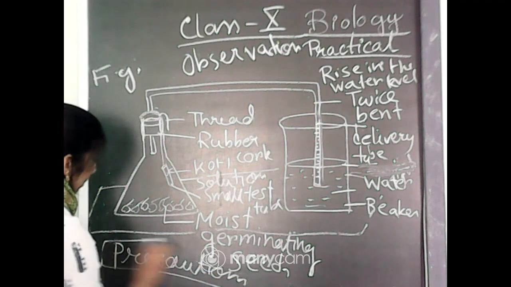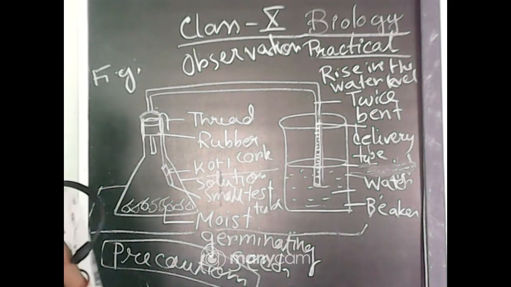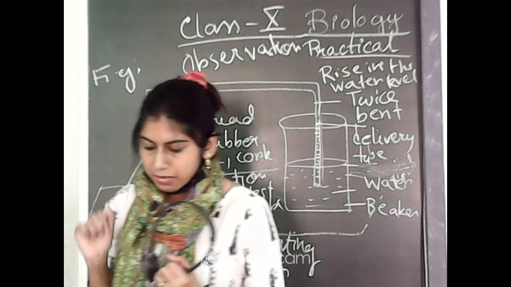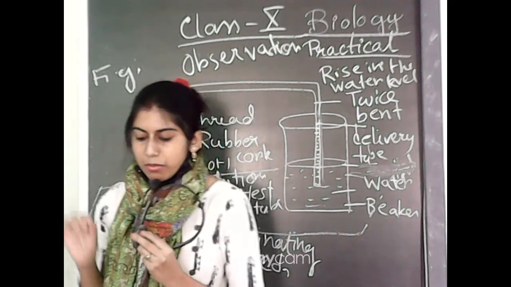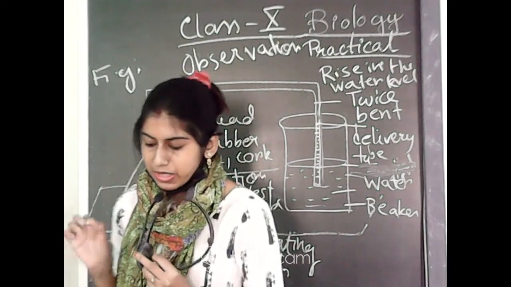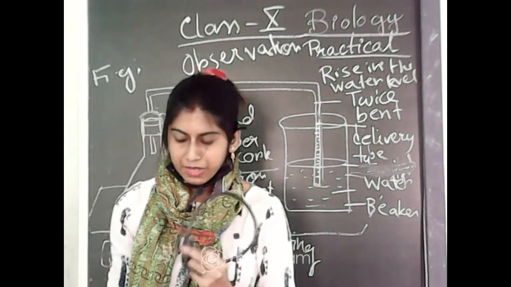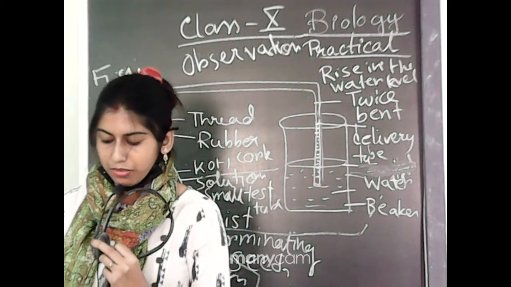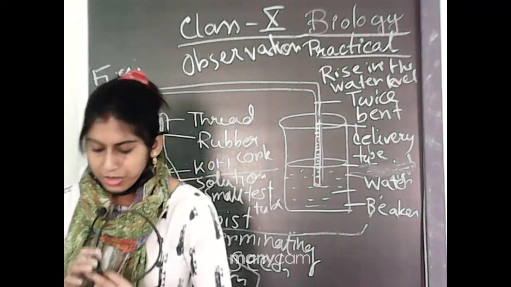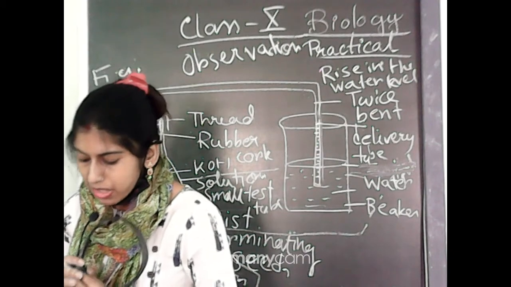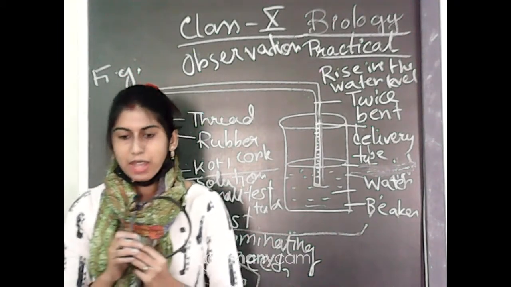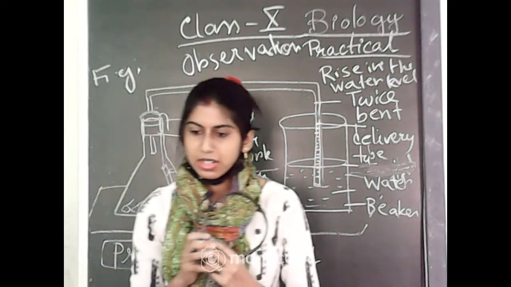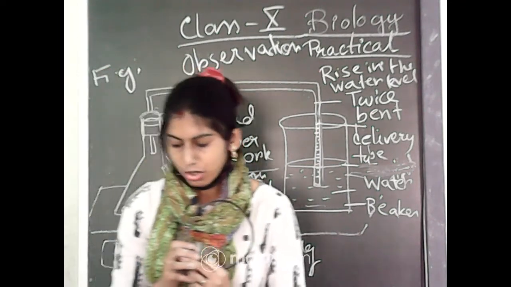The last point is precautions, and under the precautions you have to write some points. First point: only moist germinating seeds should be taken in the conical flask. Point number 2: use freshly prepared concentrated potassium hydroxide solution.